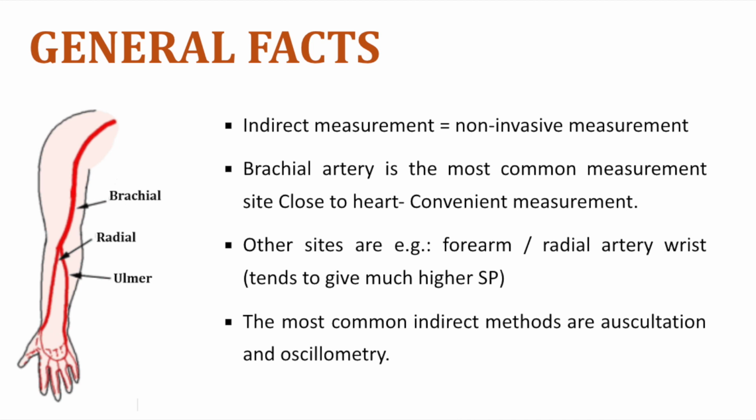Now we will see some general facts related to blood pressure measurement. The brachial artery is the most common measurement site, close to the heart and convenient for blood pressure measurement. Other sites for blood pressure measurements are the forearm, radial artery and wrist. The most common indirect methods of blood pressure measurement are auscultation and oscillometry. Now we are going to see different indirect methods of blood pressure measurement.